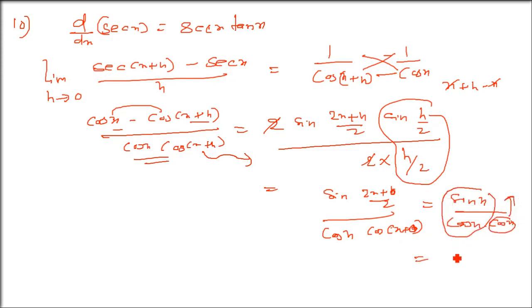So sin x by cos x we can take as tan x and 1 by cos x as sec x. So sec x tan x has come. So this is d by dx of sec x, which is sec x tan x. Now this is last but not the least. One more we are going to do to complete everything. This is d by dx of cosec x is equal to minus cosec x cot x.